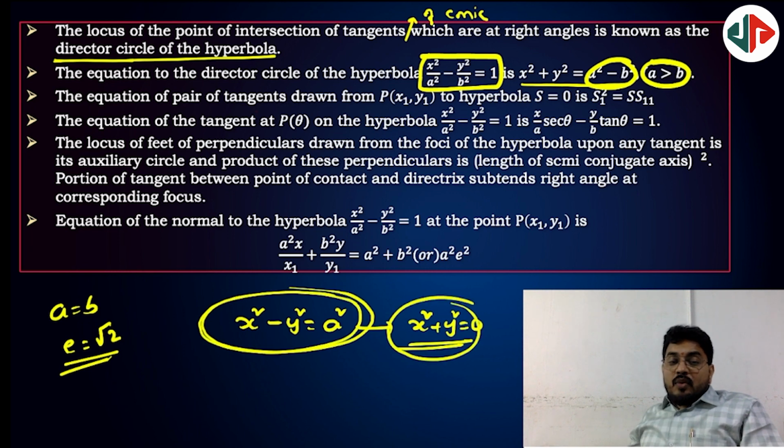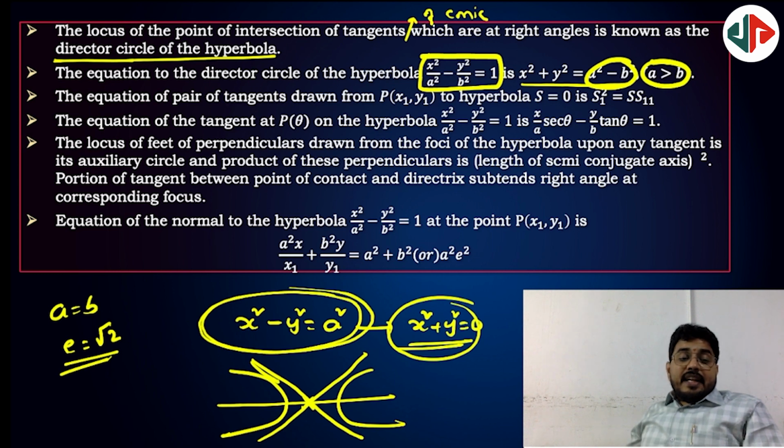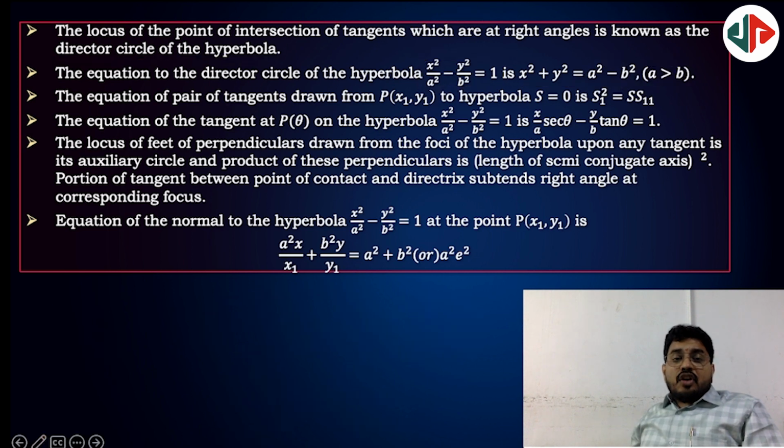For that one, what is happening? x square plus y square is equal to a square. The pair of tangents drawn from the origin are simply the asymptotes, which touch at the point of infinity. The equation of the pair of tangents drawn from x1, y1 is S1 square is equal to S into S11.